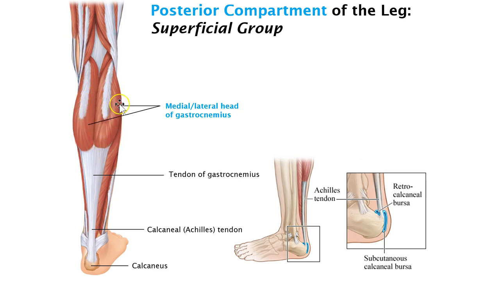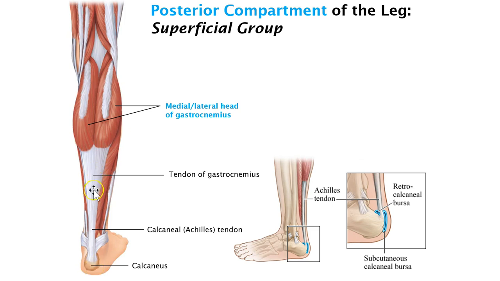Note that the gastrocnemius is going to cross the knee joint. Therefore, it can act at the knee joint. So it can flex the knee. And of course, it's going to cross down to insert onto the foot. So it can also plantar flex the ankle. Proximally, it's going to attach here at the medial and lateral condyles of the femur. Distally, it's going to attach here on the calcaneus.